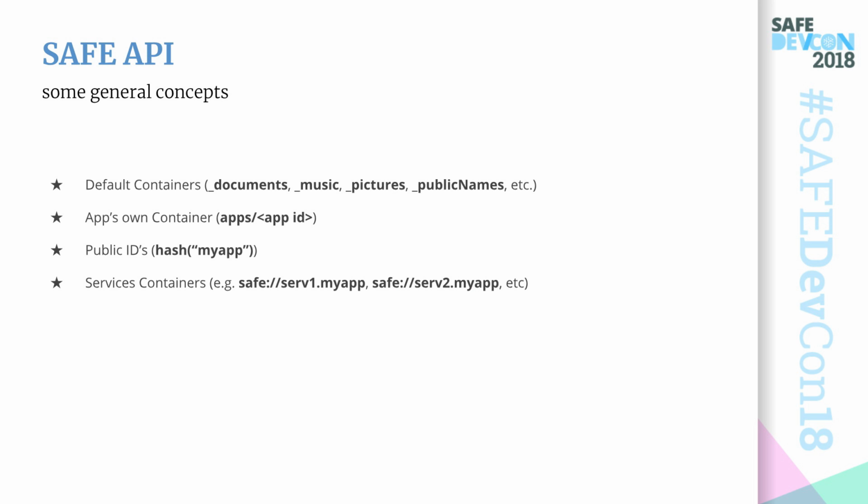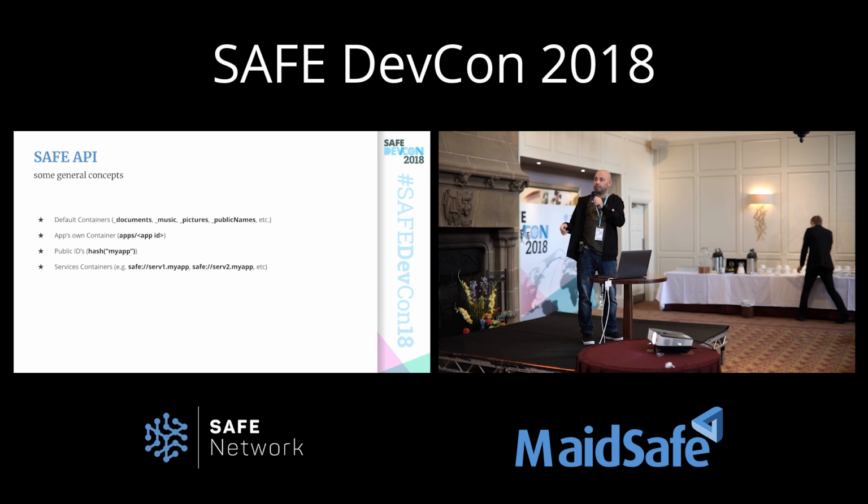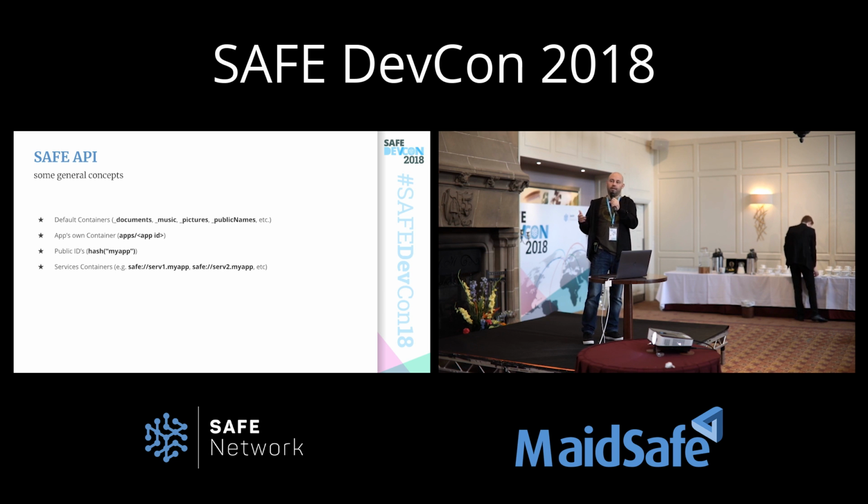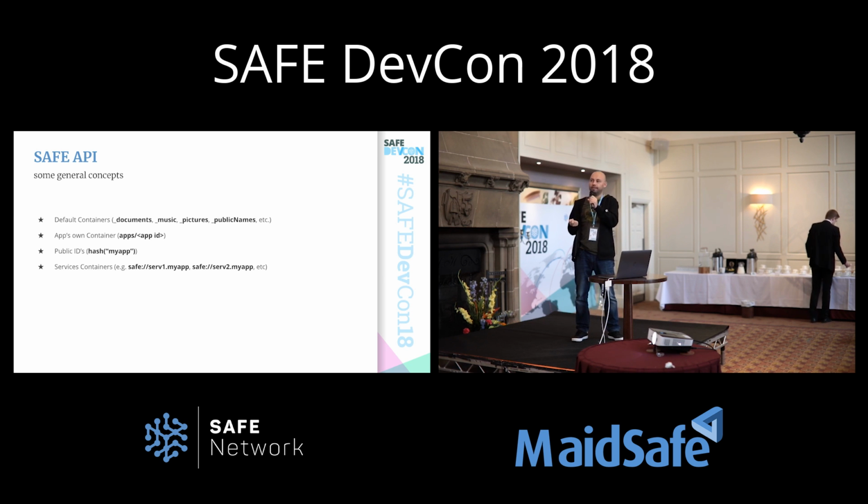So whenever you type my app, we just get the hash of it, and we go to that location on the network to read all the files for that website. So that's what we call public IDs, and that's how you find websites or content by using a domain name or a string or something human readable.